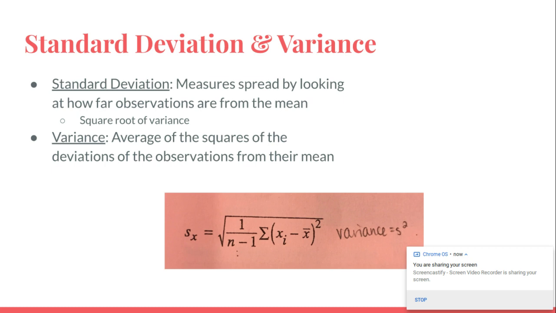The standard deviation and variance are also very important and work together. Standard deviation measures the spread by looking at how far observations are from the mean, and it is the square root of variance. Variance is the average of the squares of the deviations of the observations from their mean and can be written as s squared. And in the pink box is the formula for sample standard deviation.